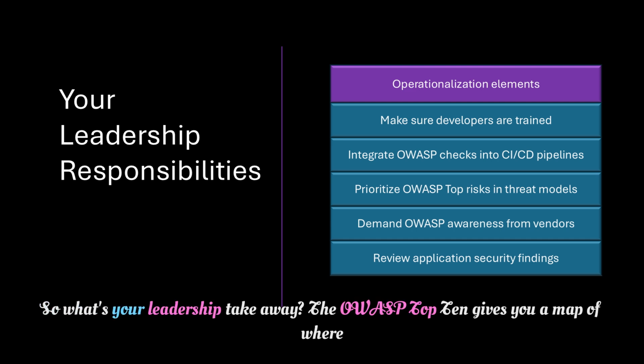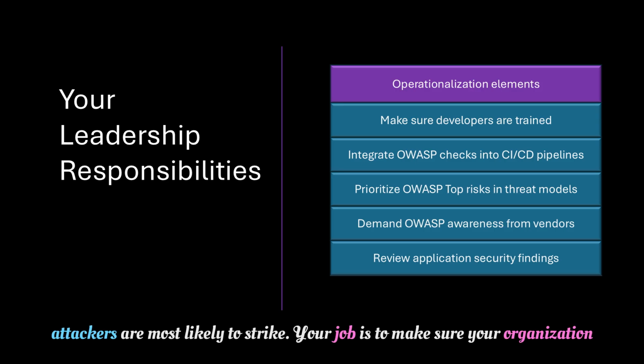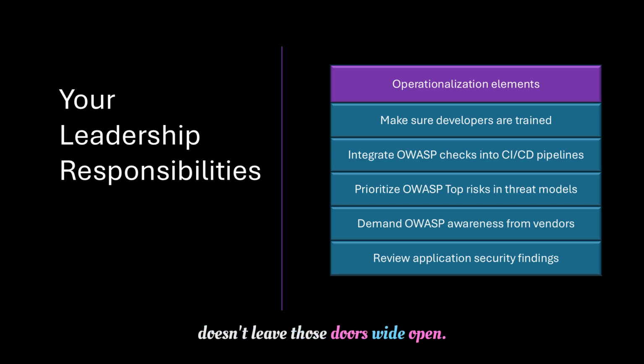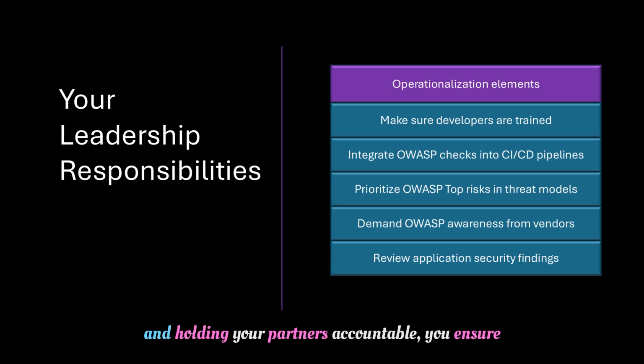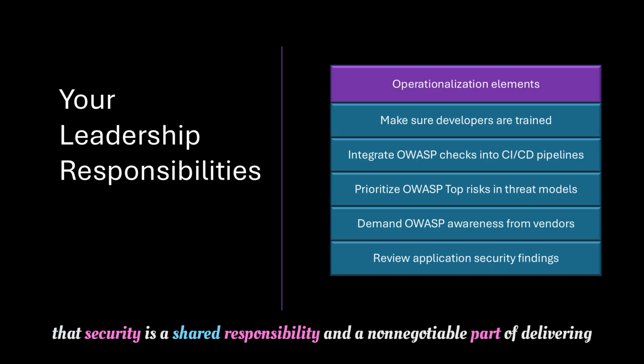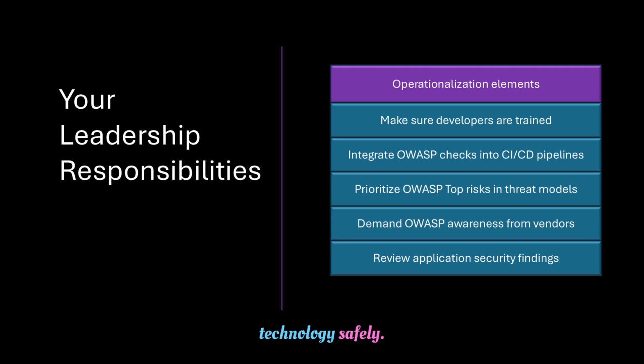So, what's your leadership takeaway? The OWASP Top 10 gives you a map of where attackers are most likely to strike. Your job is to make sure your organization doesn't leave those doors wide open. By embedding these risks into your security practices, educating your teams, and holding your partners accountable, you ensure that security is a shared responsibility and a non-negotiable part of delivering technology safely.